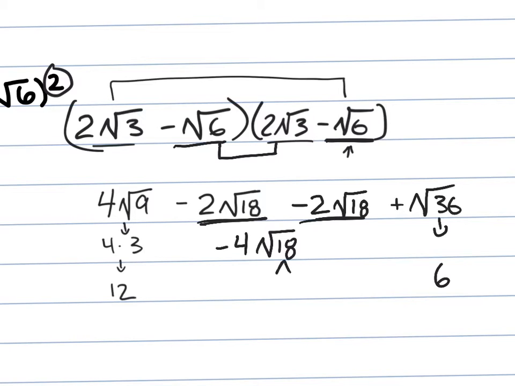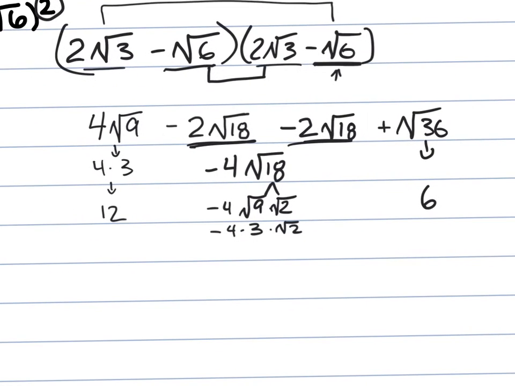Yeah, you could break down the 18. So negative 4 times 3, I did it again. I keep saying 4 and writing 3. Negative 4 times 3 times the square root of 2. So negative 12 square root of 2. Good, this becomes negative 12 square root of 2. So we get 12 minus 12 square root of 2 plus 6.